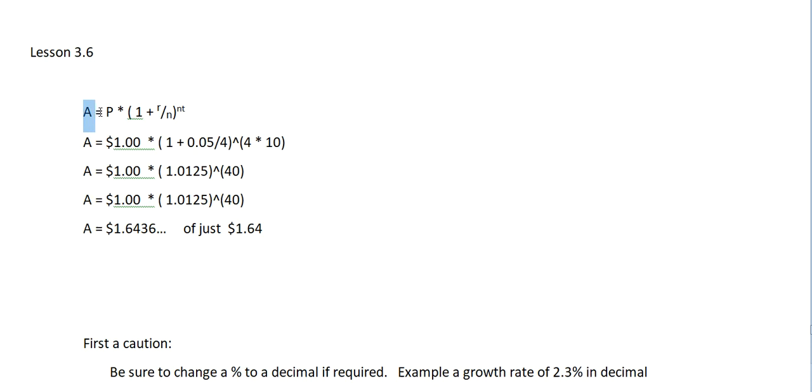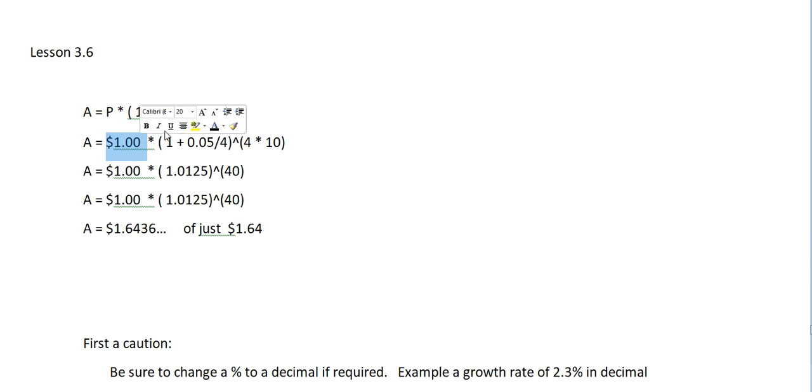Some amount in the future, some future value, is equal to the principal times 1 plus your interest rate divided by the number of times it's compounded per year, all of that raised to the number of compounding periods per year times the number of years. Okay, so we'll run through a quick example.